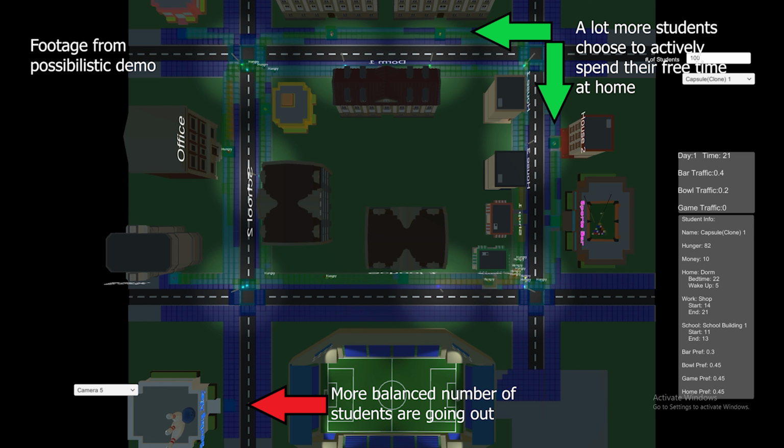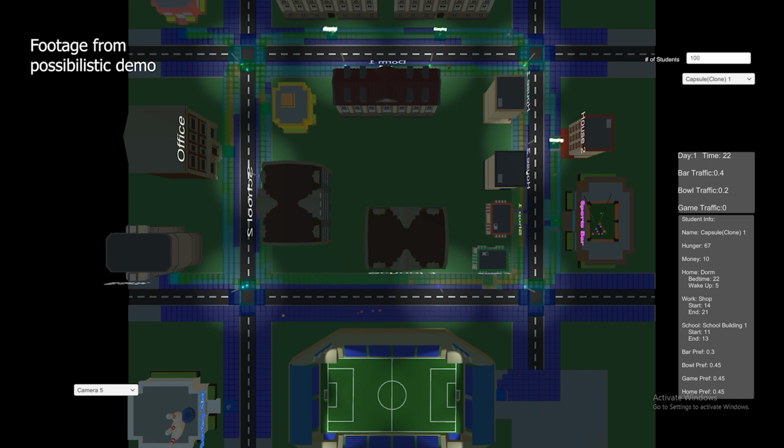The student NPCs operating based on the possibilistic domain were much more balanced in their choices for how they spent their free time, with a significant amount often choosing to stay home rather than go out and spend money on an activity. Comparably, the overall traffic and behaviors expressed by the student NPCs operating on the possibilistic HTN domain were more expressive and realistic. In the possibilistic demo, there is an average amount of foot traffic at each of the activities, while the rest of the student NPCs remain home due to their preference consideration.